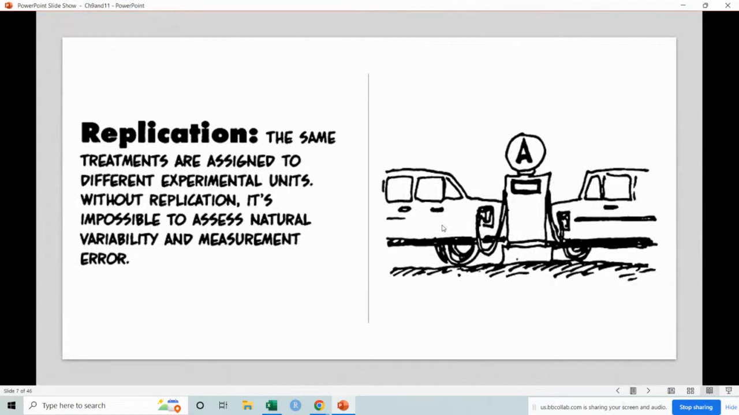Anyhow, some important factors of experimental design is replication. The same treatments are assigned to different experimental units. Without replication, it's impossible to assess the natural variability and measurement error. So you need to create a study with replication to make sure you're getting the same answer basically each time you compare these particular groups. Otherwise, it could just be a random error. When we talked about confidence intervals previously, you could have got that one confidence interval that was outside of the norm of all those other 95% confidence intervals. So that's why replication is important.